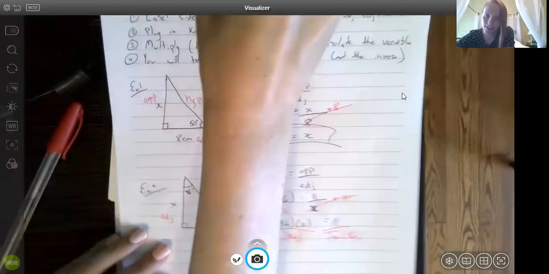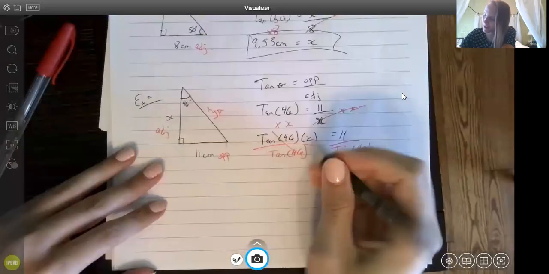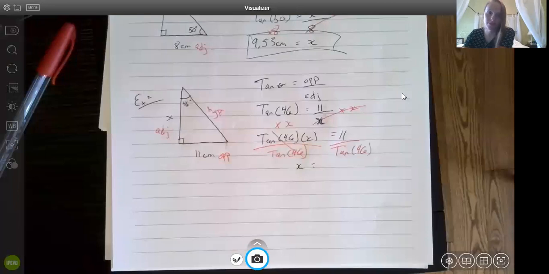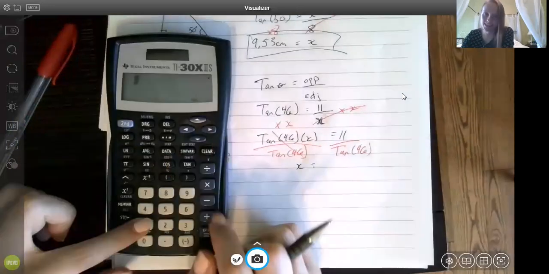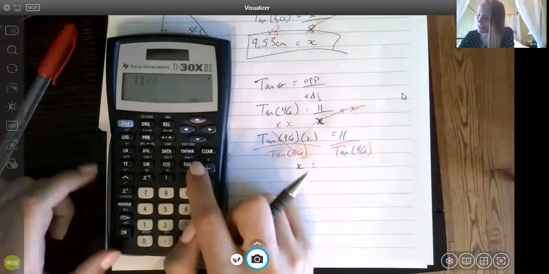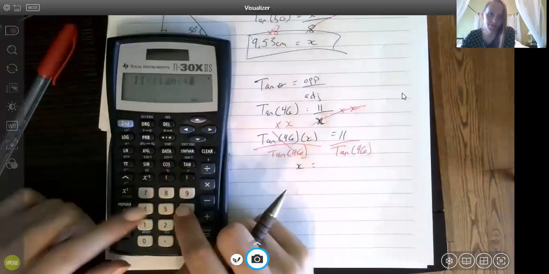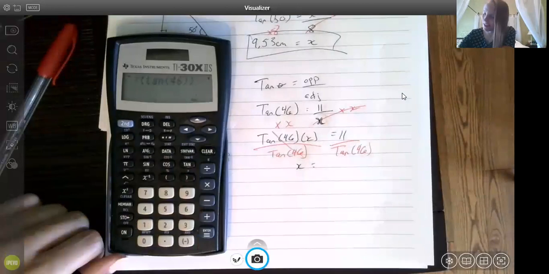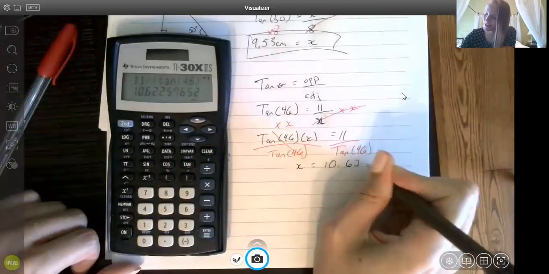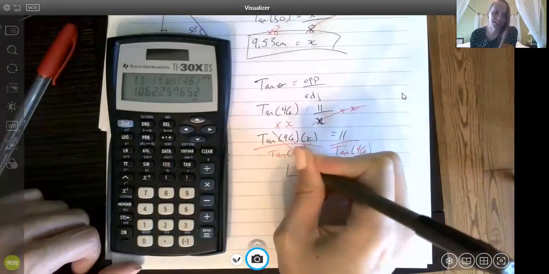That leaves me with x equals, and I'll go back to my calculator, 11 divided by the tan of 46. And I get 10.62 centimeters as my answer.